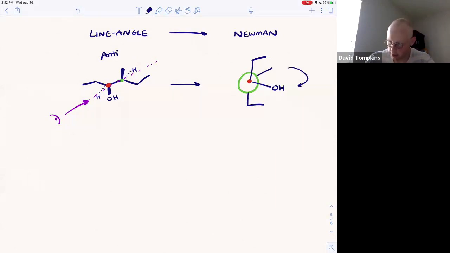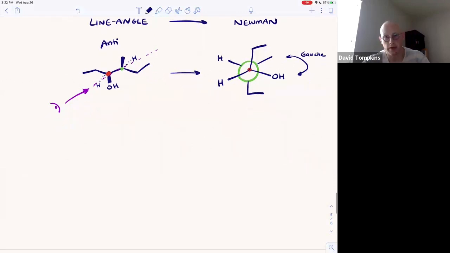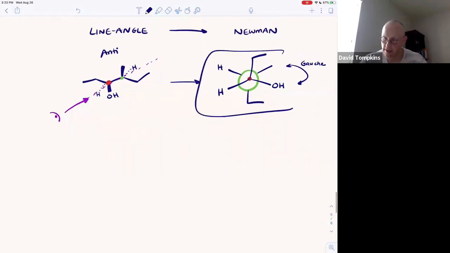So notice that those are gauche to one another, which is harder to see with this line angle formula. Those two wedges were gauche. Now the hydrogen is going back as a dash, or to the left of the eyeball, and here it's also going back as a dash. So the hydrogens are also gauche. Okay, so from that, now you can take this and draw any conformation.